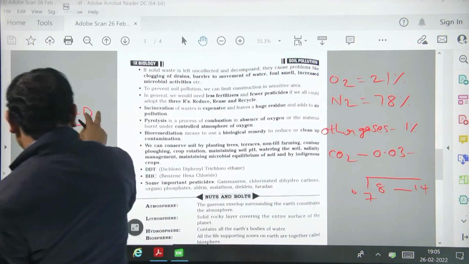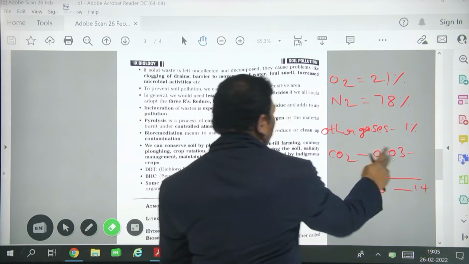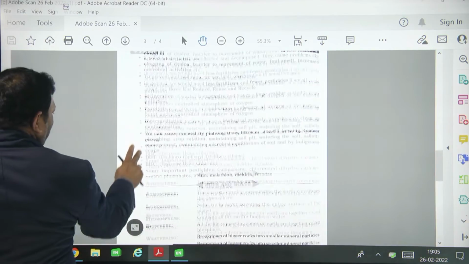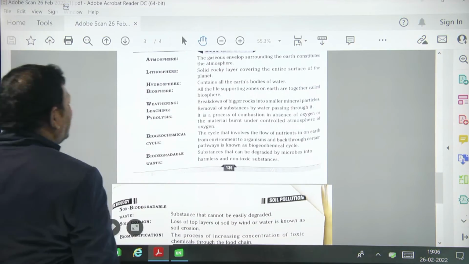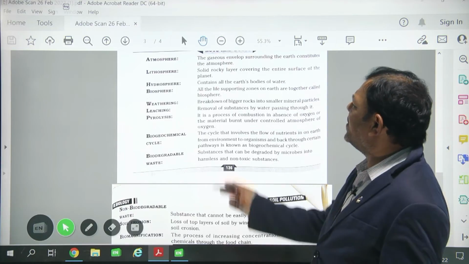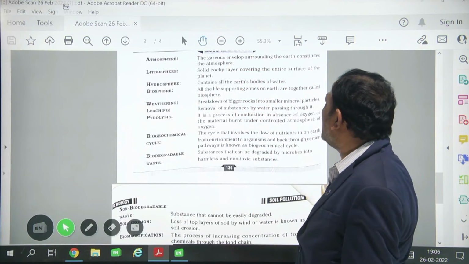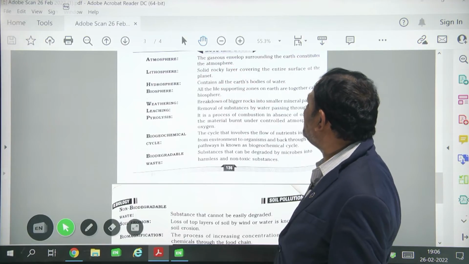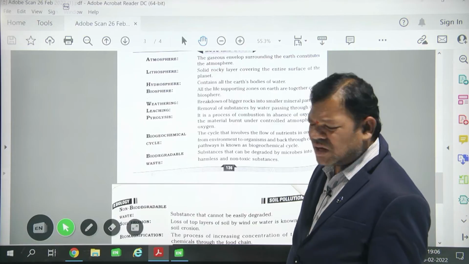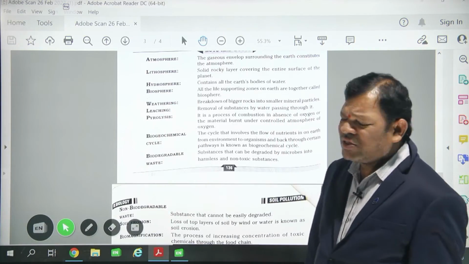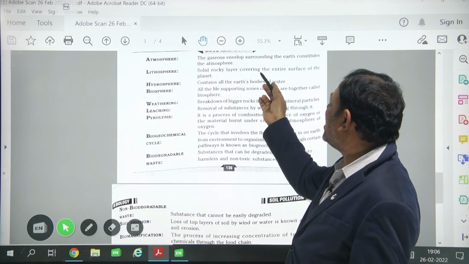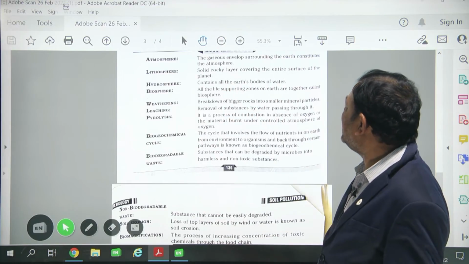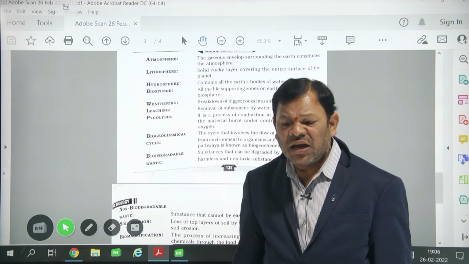Now coming to the point, they are given definitions. Now we can see. Atmosphere: what is the meaning of atmosphere? The gaseous envelope surrounding the earth constitutes the atmosphere. Lithosphere means the solid rocky layer covering the entire surface of the planet. The solid rocky layer covering the entire surface of the planet is called lithosphere.